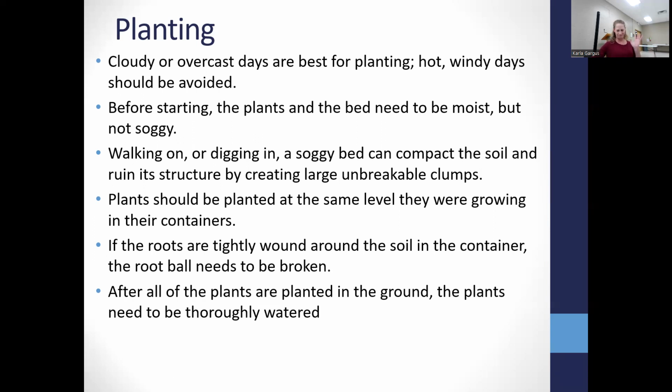Sometimes you have to do it in whatever conditions exist and hope for the best. But if you're really conscientious about what you're doing, you're going to wait until that soil is friable, not too wet, not too dry, to plant those beds. Plants should be planted at the same level they were growing in their containers. We talked about the root ball. You can always score those, cut those roots so you don't get the girdling roots. And then after all your plants are in the ground, you do want to thoroughly water them.